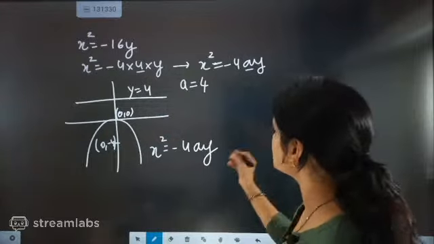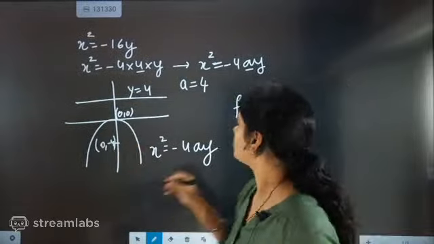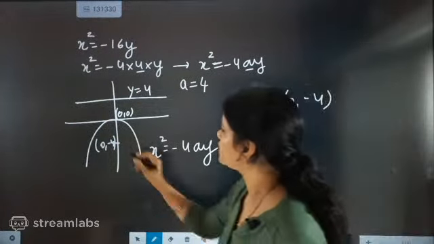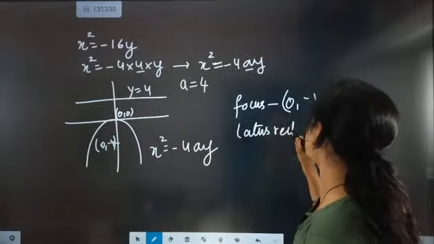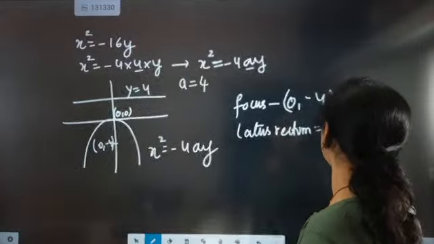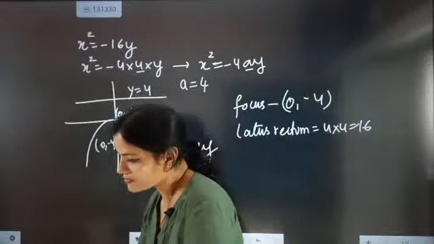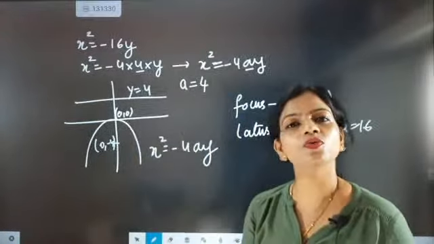And latus rectum, so what will the focus be, beta? Focus point will be 0 comma minus 4. And then length of latus rectum is going to be 4 into 4, 16. Absolutely correct. So whatever answer you have given is right.